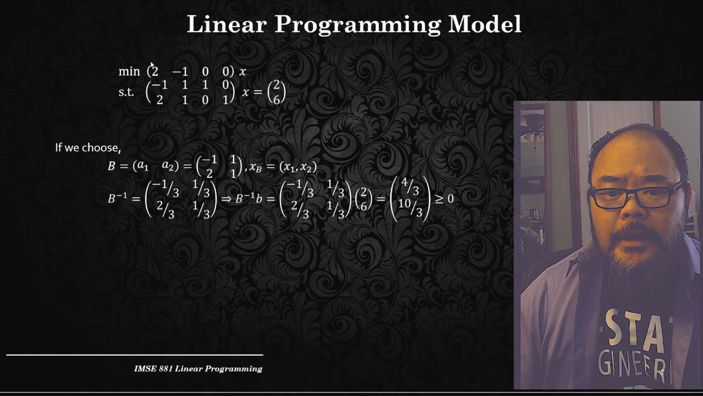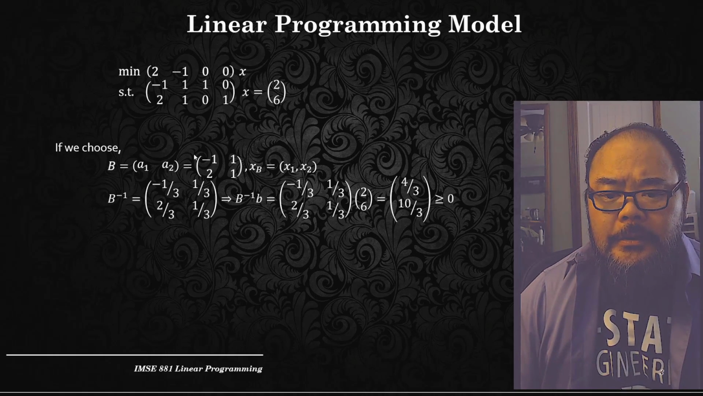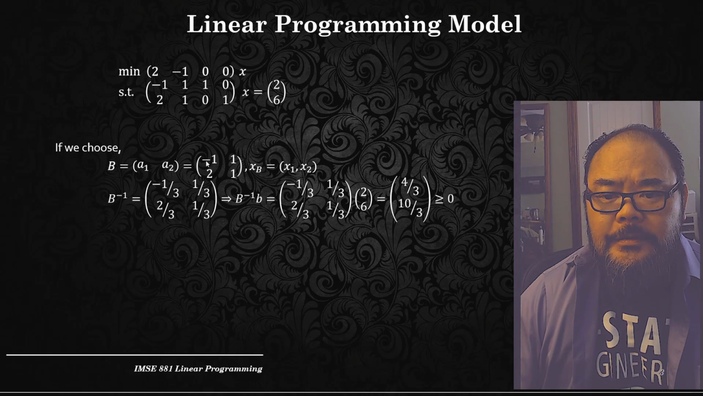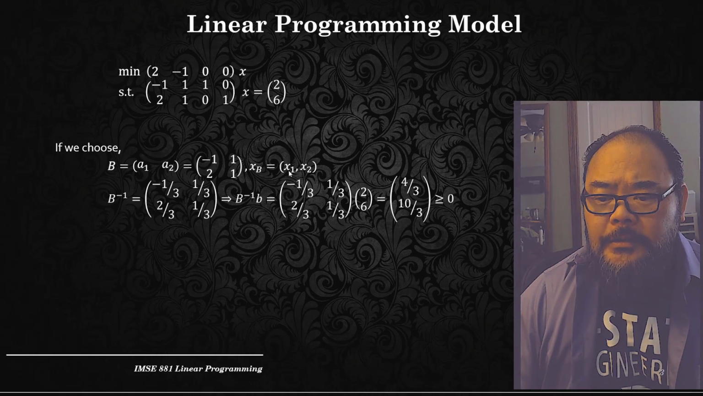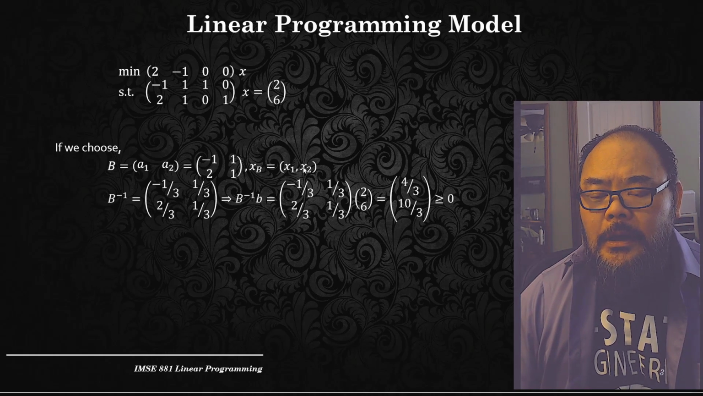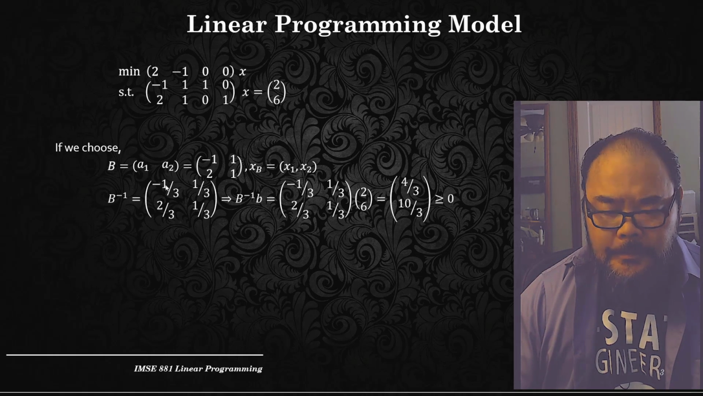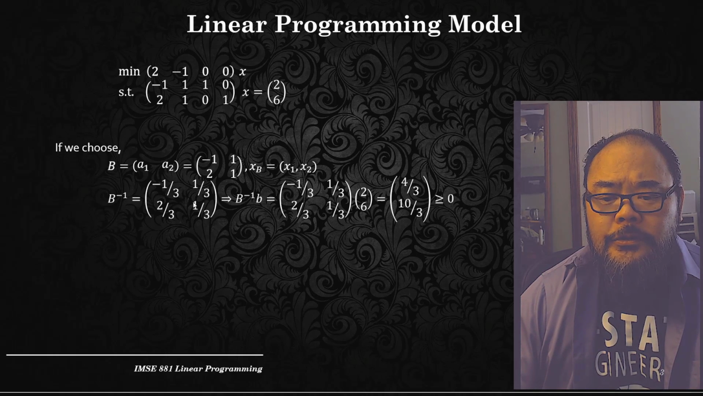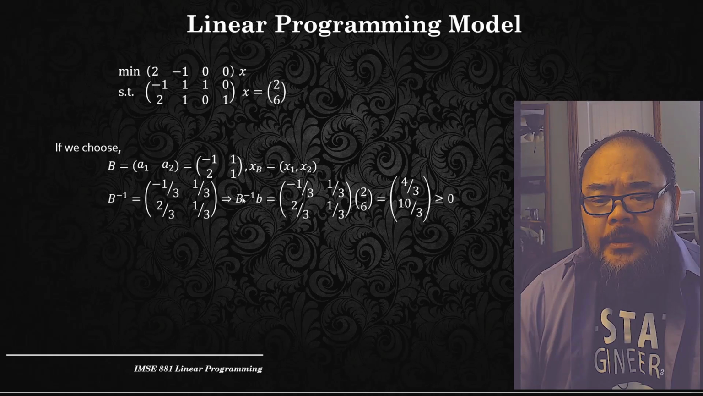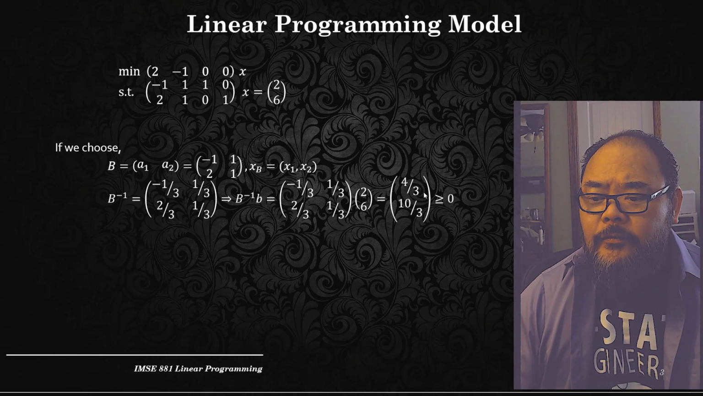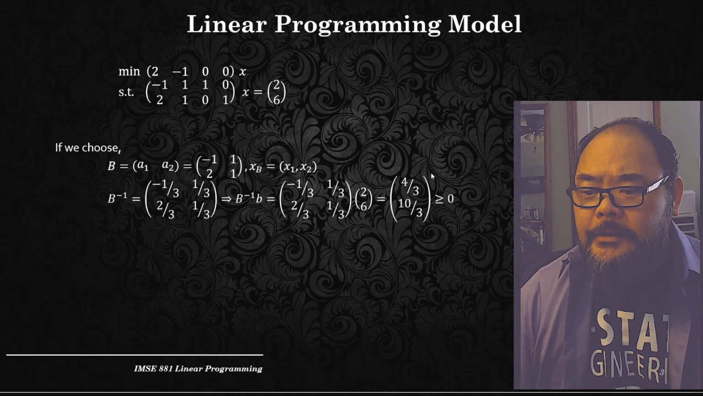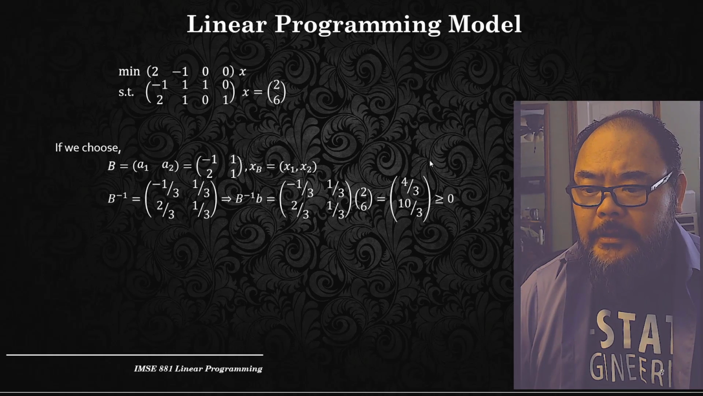If we choose x1 and x2 as a basis, our first two columns, we have negative 1, 1, 2, and 1 as a basis, and that means x1 and x2 are currently the basic variables. We can calculate the B inverse: negative 1/3, 1/3, 2/3, 1/3. Using B inverse times b, we can calculate the current basic solution, which is 4/3 and 10/3. Both of them are greater than or equal to zero, non-negative.